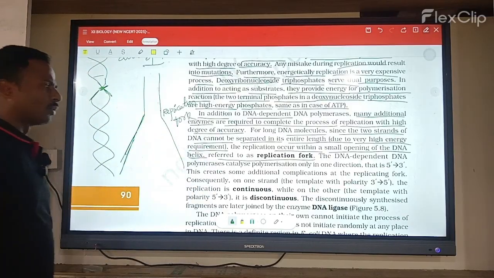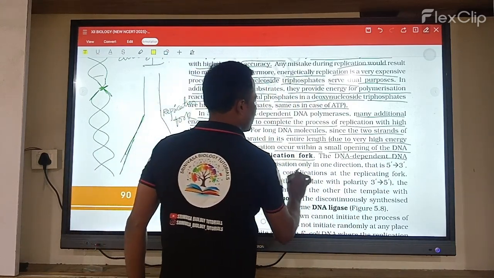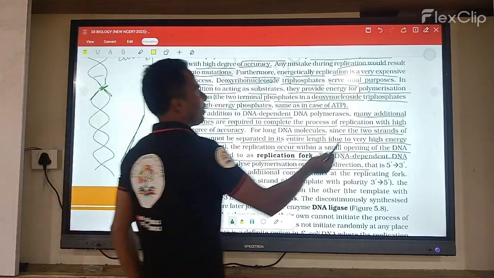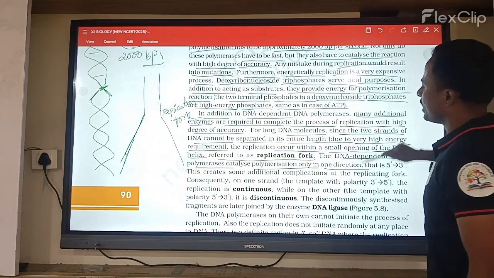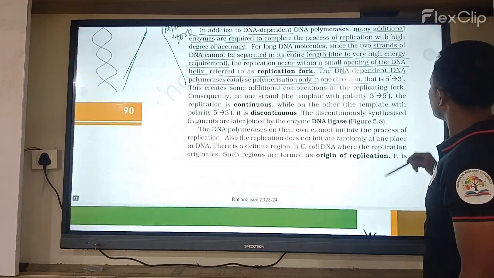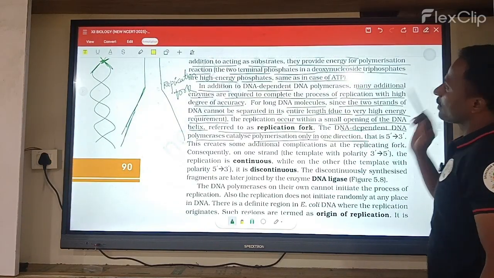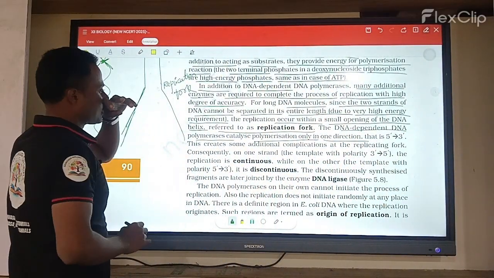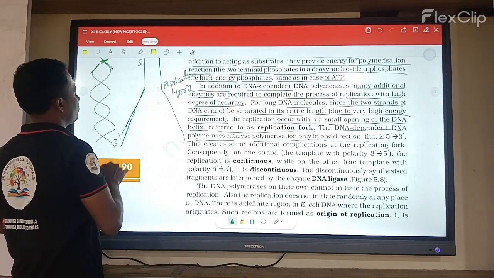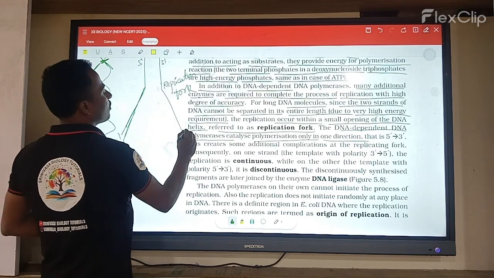Replication fork. Here the DNA-dependent DNA polymerase catalyzes the polymerization in only one direction, that is in a 5 prime to 3 prime direction. When you observe the replication process here, the direction will be either 5 prime to 3 prime, or here, 3 prime to 5 prime.